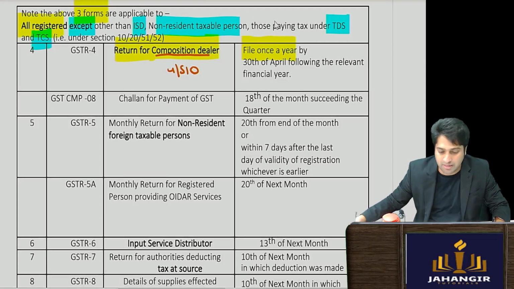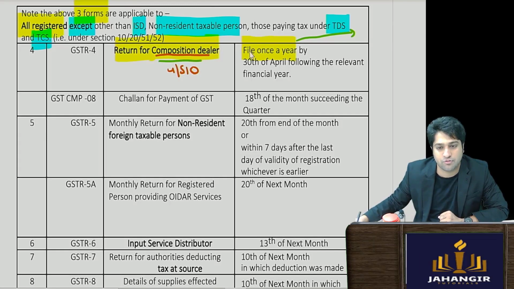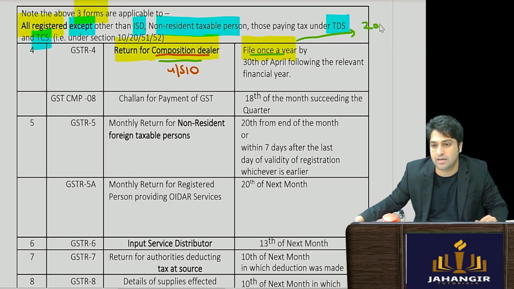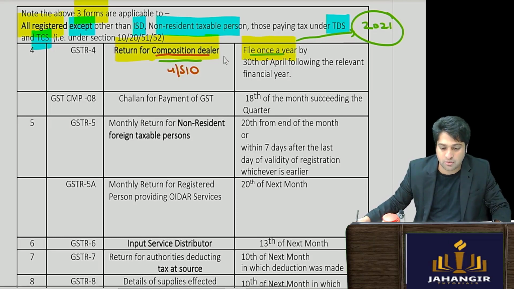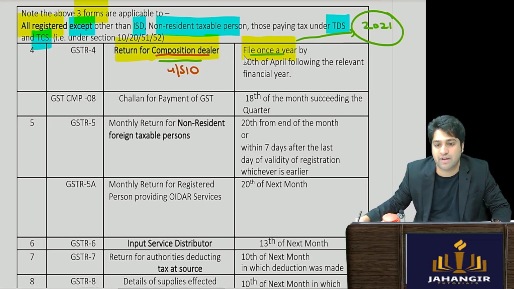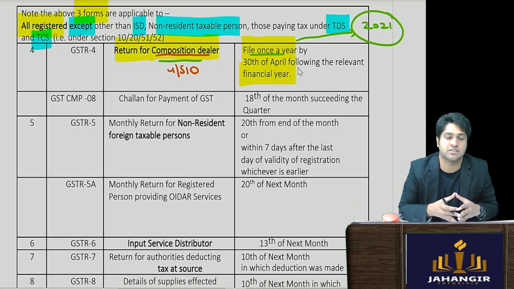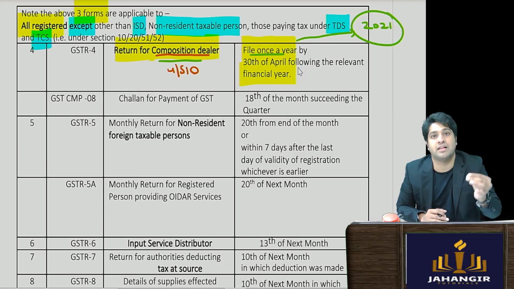Now this has been amended, and earlier it was quarterly, but now composition dealers have to file their returns once a year only. This is from your Amendment Act 2021. Okay. Now, once a year has to be filed by the 30th of April following the relevant financial year. So, moment the relevant financial year gets over on 31st March, by the next month, by the 30th April, you need to file the returns.